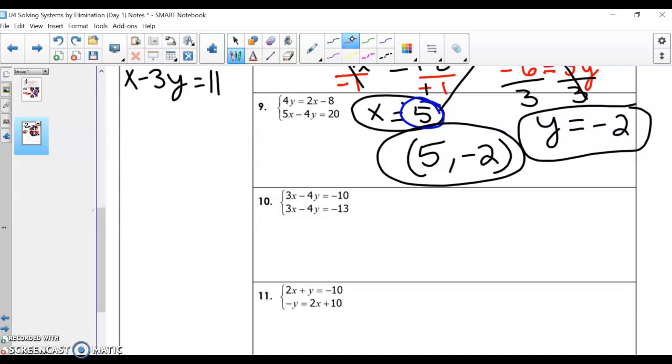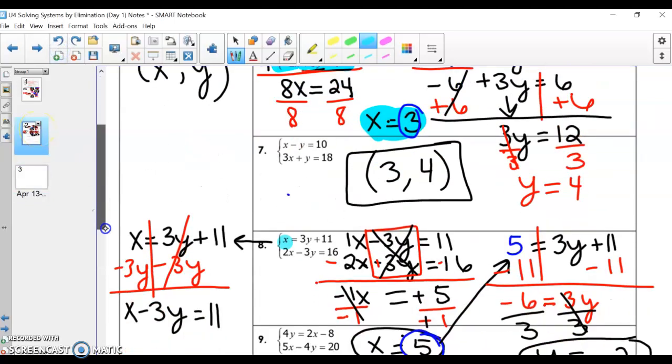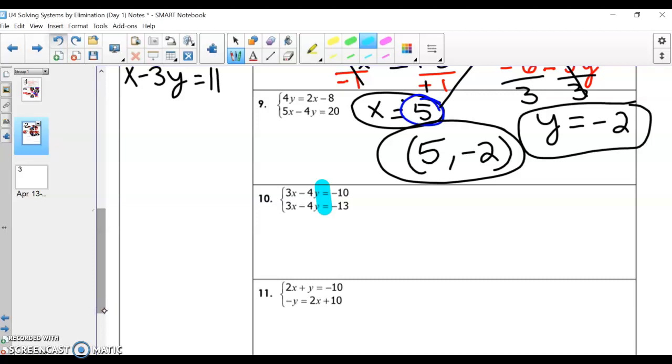So looking at number 10, first thing you want to check is that my x's are lined up, all right, that's good. My y's are lined up, all right, that's good, and my equal signs are lined up, okay? So everything's lined up for this one. Okay, so those are all lined up for us. So then now we just have to go ahead and see what's going on here.